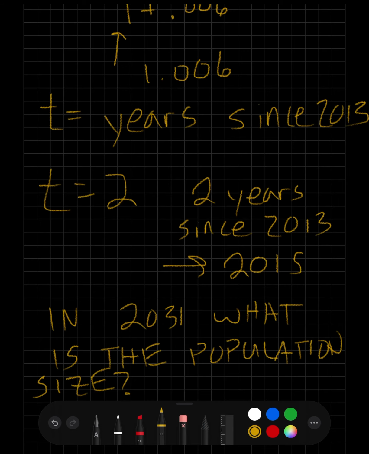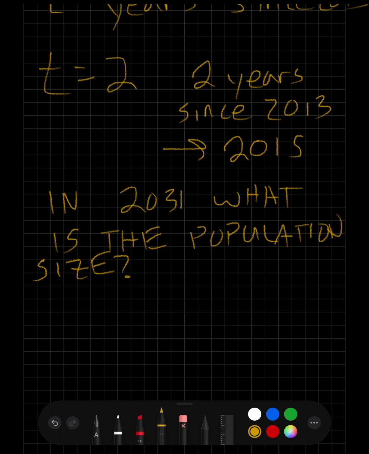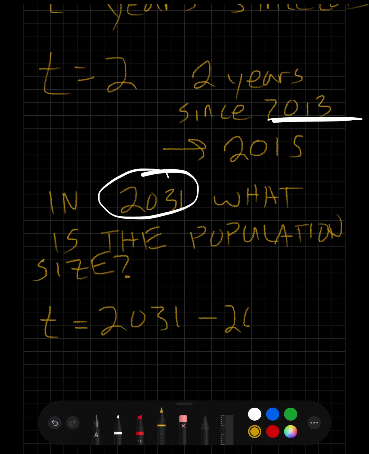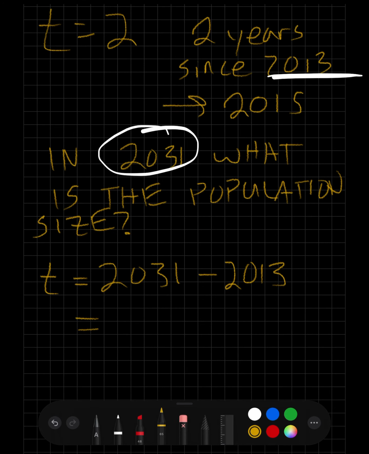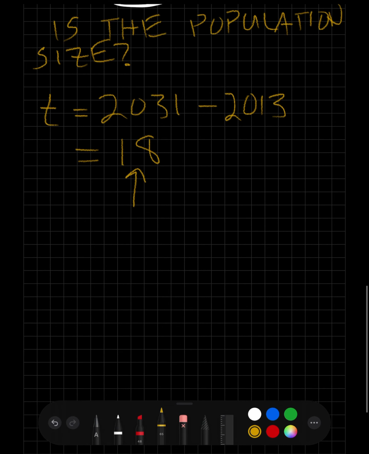We can do that. The first thing to do is think about how many years are between 2013 and 2031. So we should set our t equal to 2031 minus 2013, because that's going to tell us how many years there were in between those two dates. That's going to give us 18. So now we know this is the value we need to plug into our function to find the population in 2031.